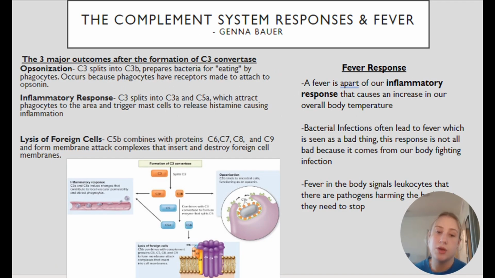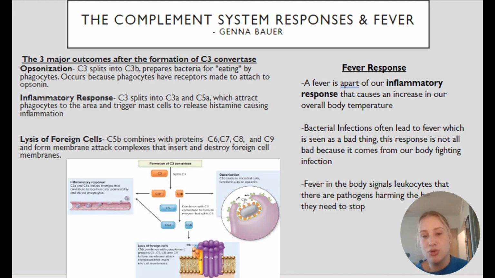And then there are 3 major outcomes, which I said before, that occur after the formation of C3 convertase. The first one is opsonization, which is where C3 splits into C3b and prepares bacteria, basically, for eating, you could say, or think of it like seasoning it so that the phagocytes want to eat it more. Basically, opsonin is getting added to the bacteria so that the phagocytes are more likely to get rid of them.